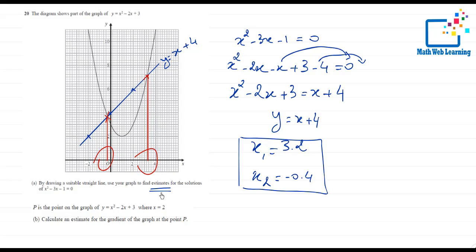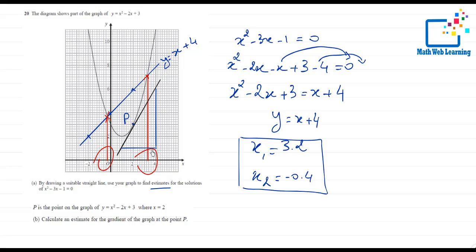Let's do part B now. Right, part B. P is the point on the graph y equals x squared minus 2x plus 3, where x equals 2. You could draw the line x equals 2, and where it meets the curve, that is your point P. Right, I've done it here. Now at that point you need to draw a tangent to work out the gradient at that particular point P. Right, so now you draw a tangent, and you have a straight line.